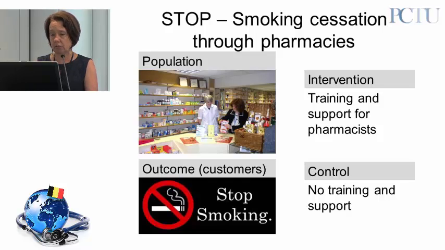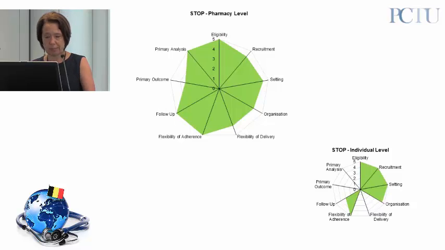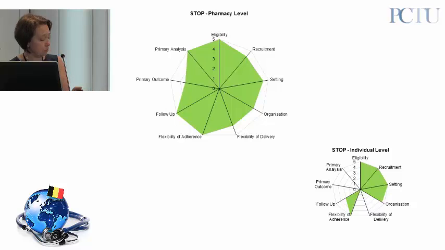So this is not a pragmatic trial done at the end of drug development. This is a pragmatic trial where what we wanted to do was to try and implement something that would help people stop smoking. We already know that stopping smoking is good, but how do you actually implement that? So that was that trial. And these are the PRECIS wheels for STOP. It was cluster randomised, so it looks pretty pragmatic at the pharmacy level.